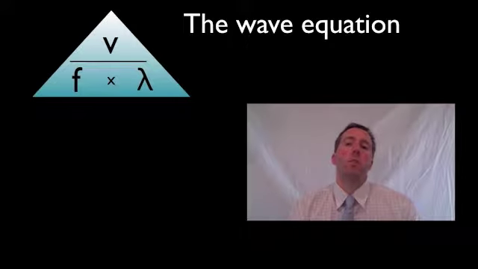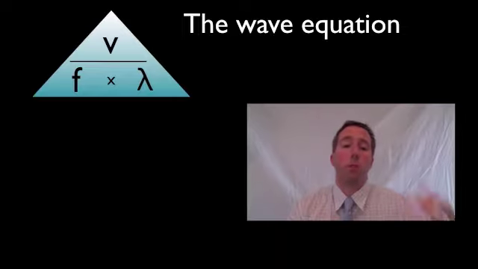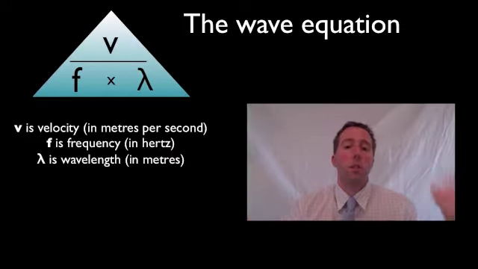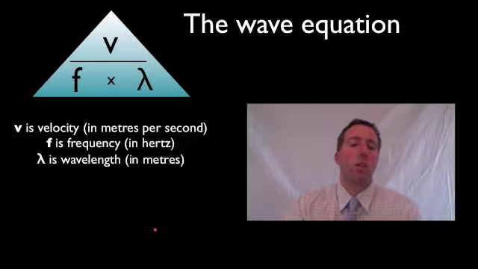The wave equation is a really important equation when we're calculating things about waves, for example the wavelength or the frequency or the speed. So this triangle shows us how we do those calculations. The velocity units are really important in physics, so I'm going to go through them quickly.